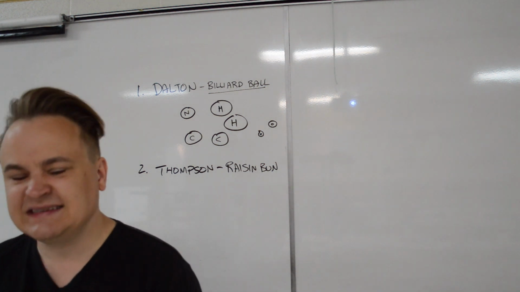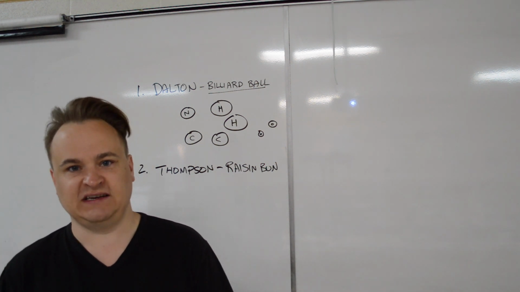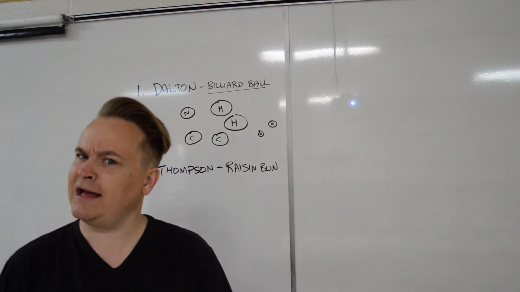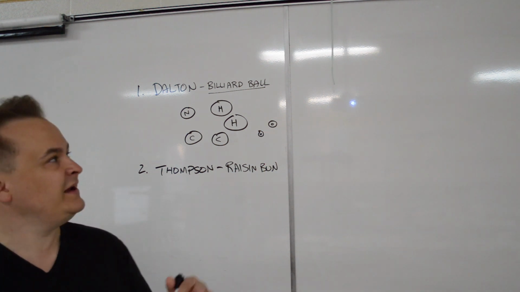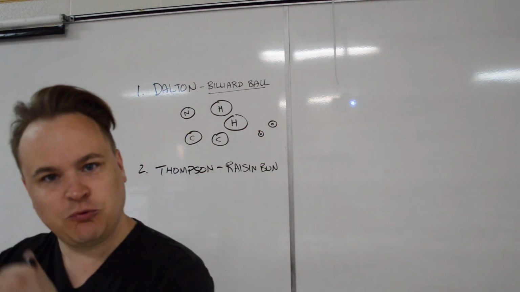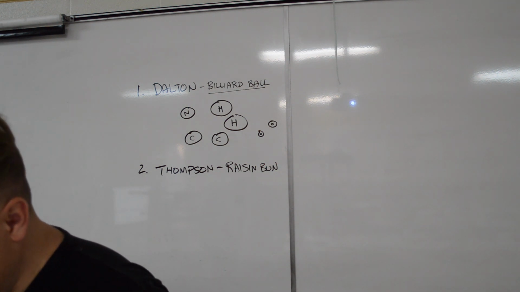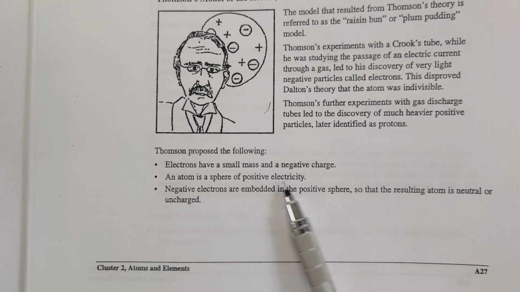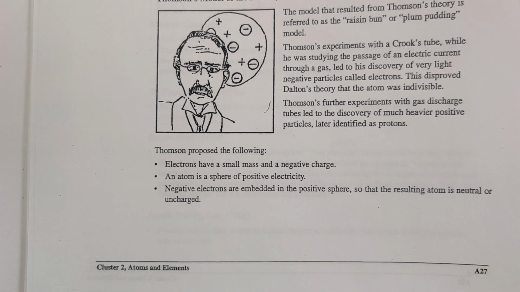protons. So basically, he was experimenting with gas in tubes and passing electricity through them, and he realized that there must be protons and there must be electrons. He also realized the protons are heavy. You don't need to know that. You need to know that he had the raisin bun model, and then these next points here are very important, right? He came up with the idea that electrons have a small mass and a negative charge. An atom is a sphere of positive electricity, and negative electrons are embedded in it.